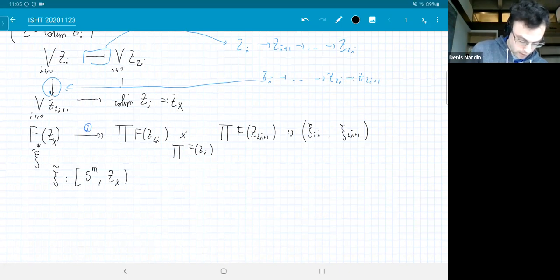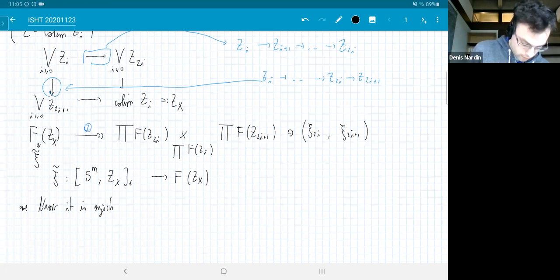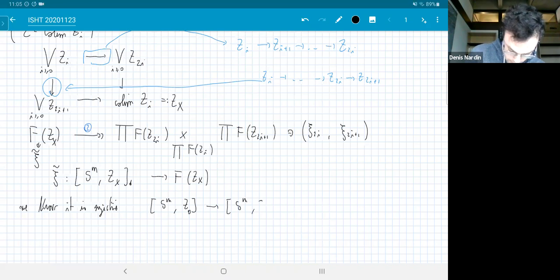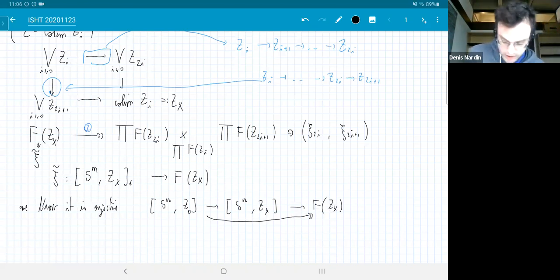So we have this map. And we know it is surjective, because there is this map. This map was surjective by construction. So the only question is: is this actually injective?